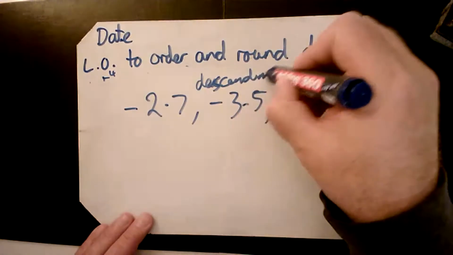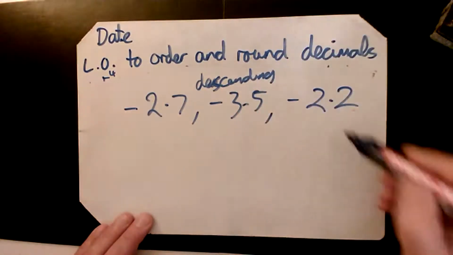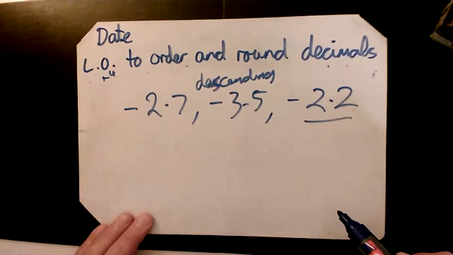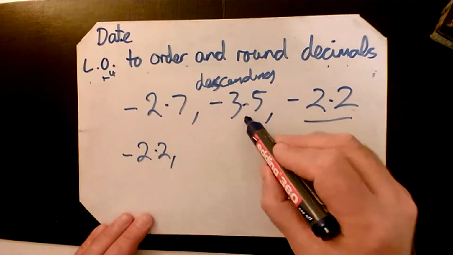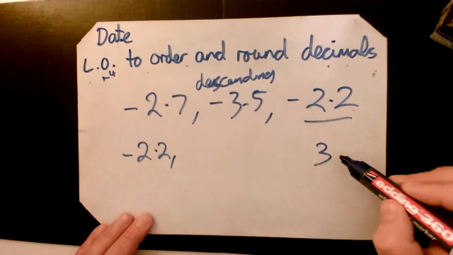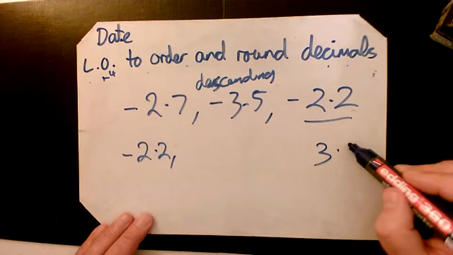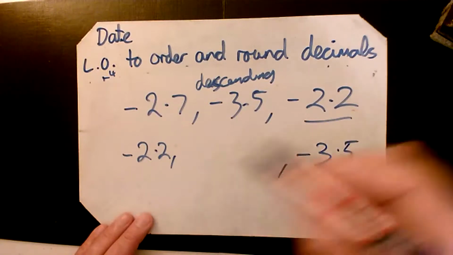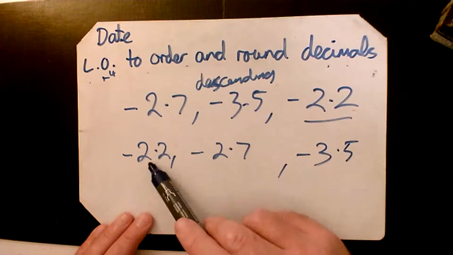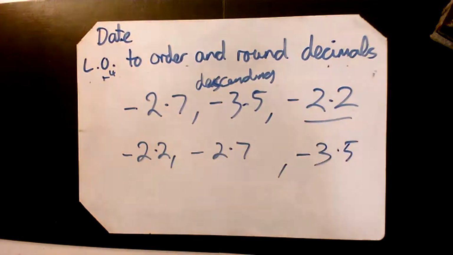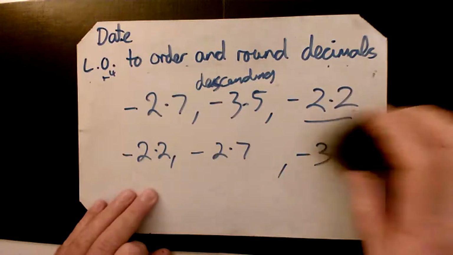Okay, so I'm finding the biggest number first. Which is closest to 0? This one, isn't it? That's closest to 0, -2.2. That's the furthest away from 0, so that will be the smallest number, remember to put the minus in, and then -2.7. So descending, that's the biggest number. Just be a little bit careful because it can be confusing with negative numbers.